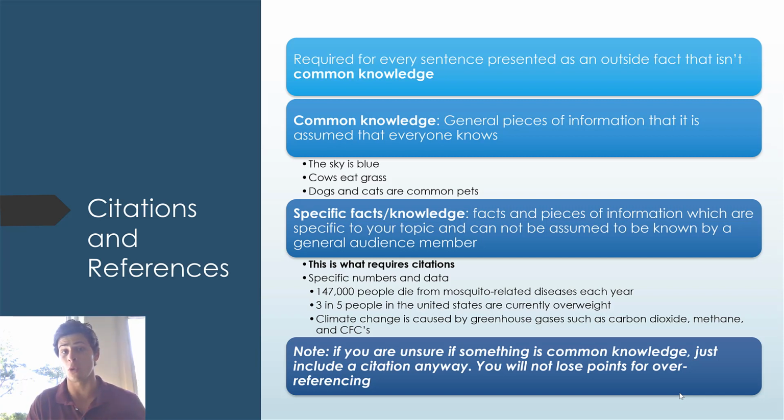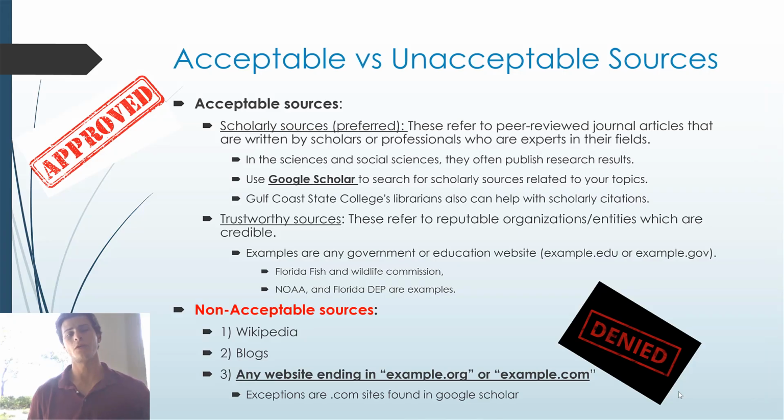So note that if you are unsure of something, if you don't know whether a piece of information is common knowledge or whether it requires a citation, do it anyway. You won't be penalized for adding citations to common knowledge. You will be penalized for not having proper citations in areas where you need it. So when in doubt, just go ahead and add the citation anyway. You will not be penalized for it, and it's better to have one and not need it than need one and not have it.